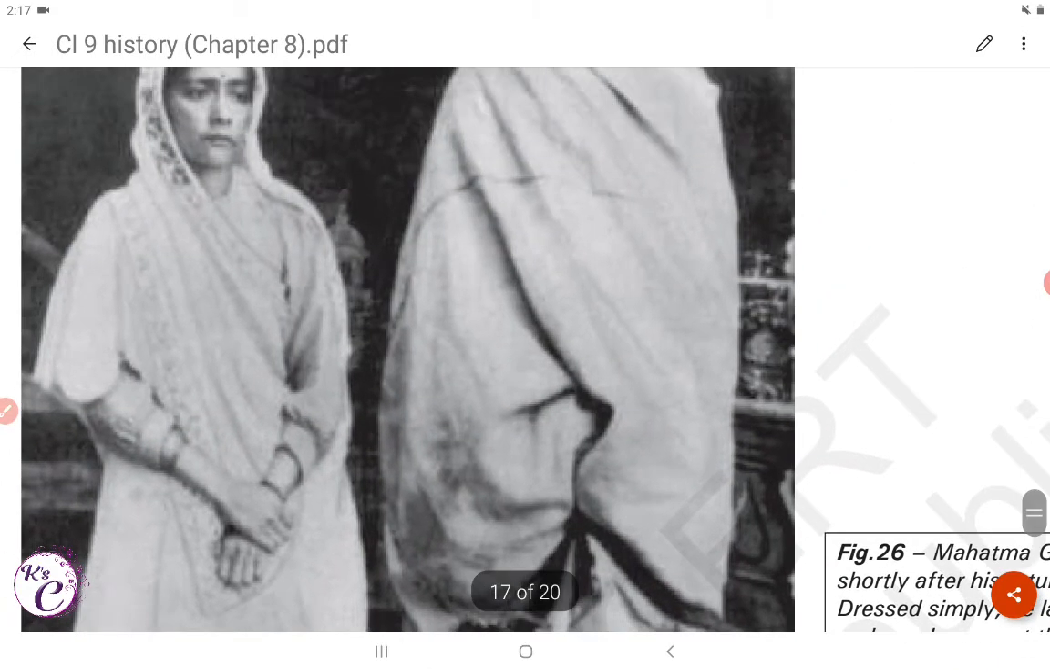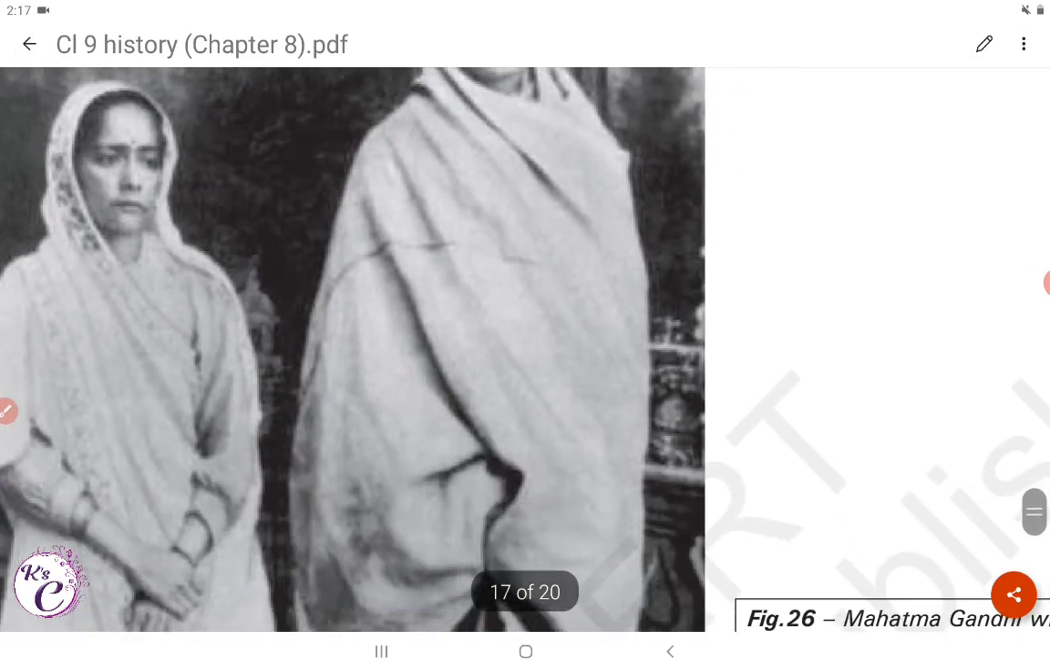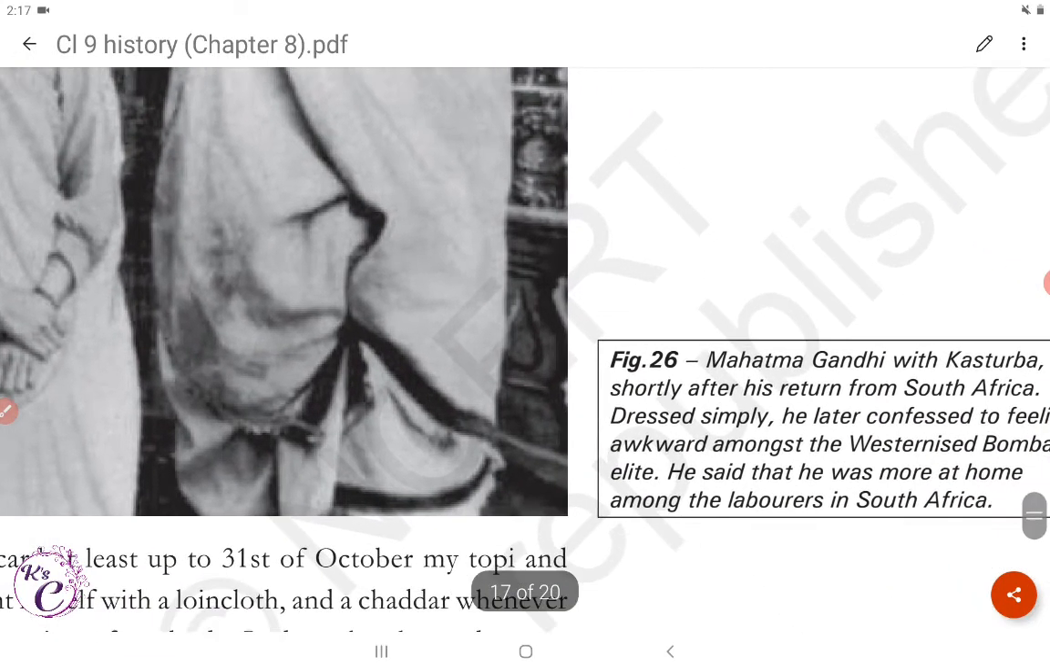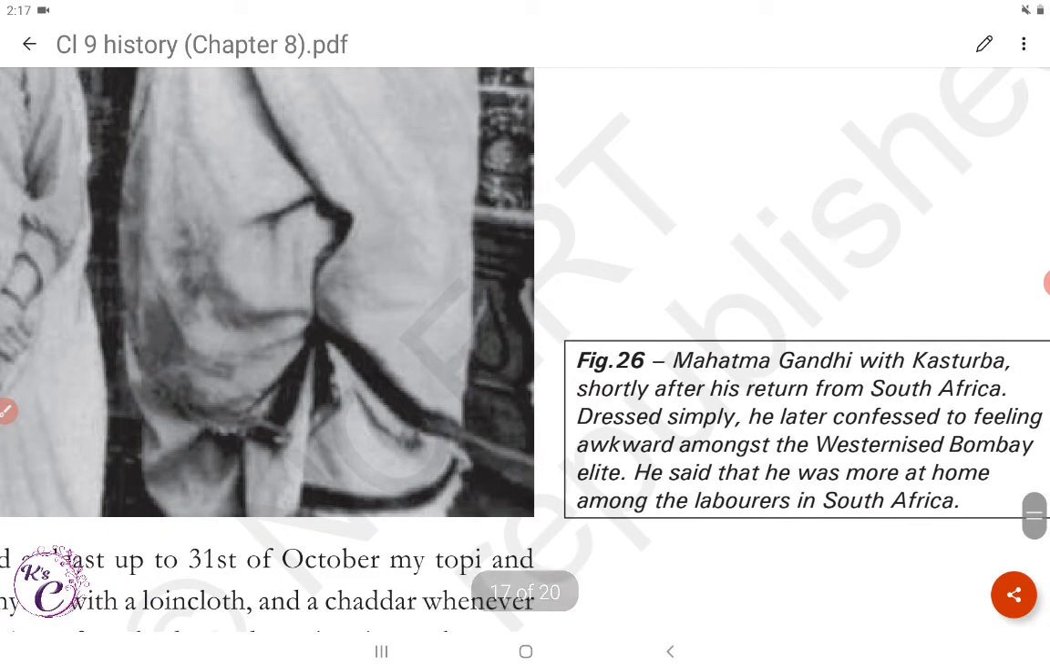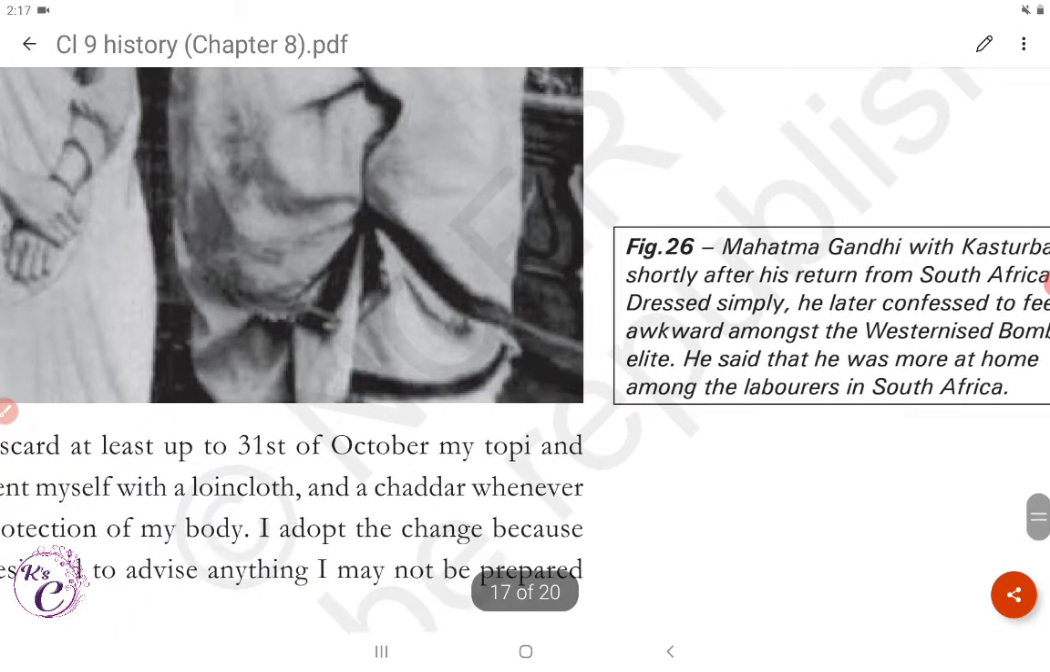Figure 26, Mahatma Gandhi with Kasturba shortly after his return from South Africa. Dressed simply, he later confessed to feeling awkward amongst the westernized Bombay elite. He said that he was more at home among the laborers in South Africa.